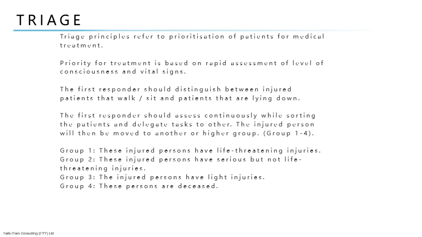Group 1 to 4. Group 1: these injured persons have life-threatening injuries such as cardiac arrest, respiratory problems, serious bleeding, amputations, open chest injuries, serious head injuries, and should get immediate attention. Group 2: these injured persons have serious but not life-threatening injuries, for example, head injuries, multiple or large fractures, neck and spinal injuries. Group 3: the injured persons have light injuries, for example, burns, small fractures, wounds, and shock, but do not need immediate attention. Group 4: these persons are deceased.